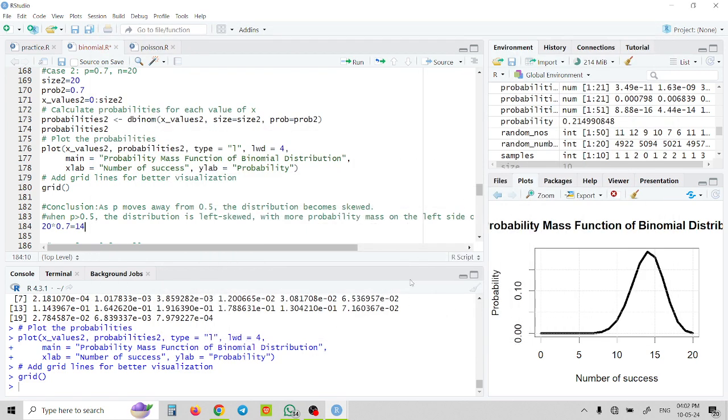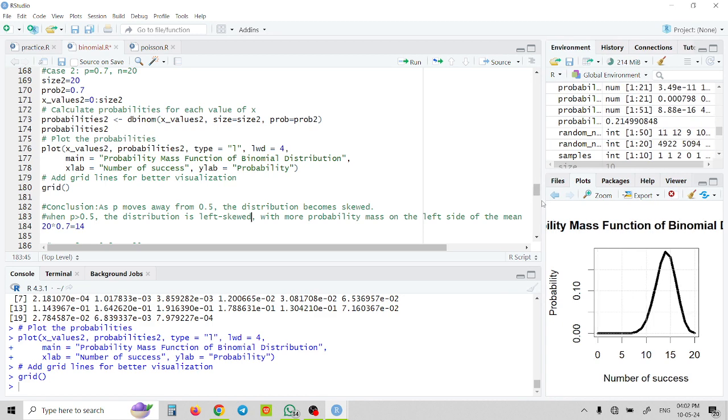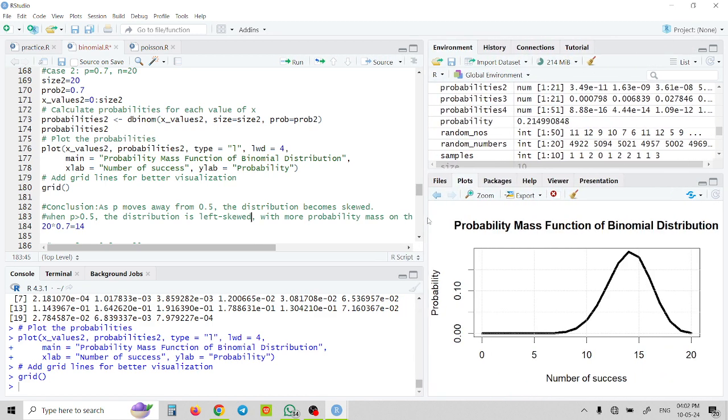So what can we conclude? As p moves away from 0.5, the distribution becomes skewed. When p is greater than 0.5, the distribution is left skewed, with more probability mass on the left side of the mean. The same thing we had seen now, right?